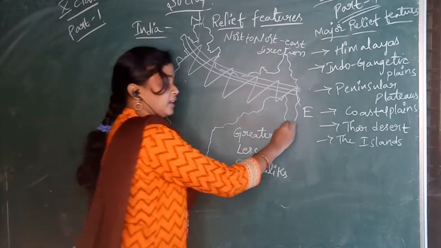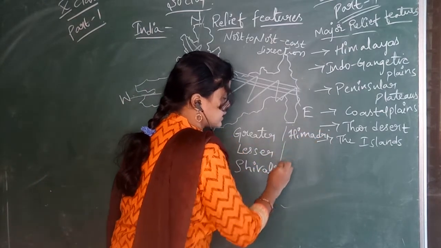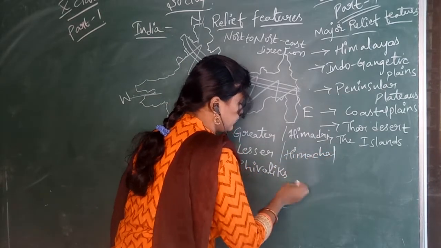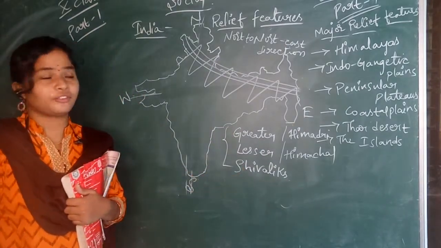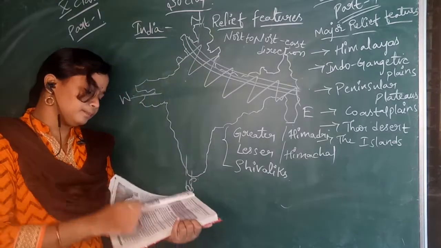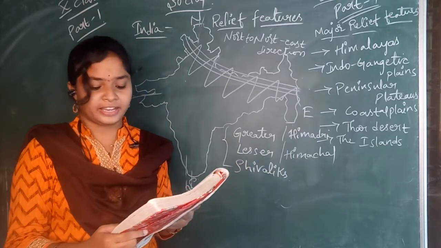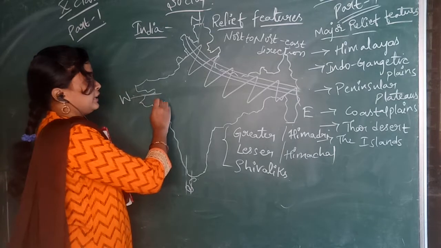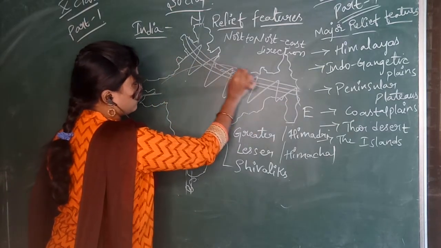The Greater Himalayas are also known as Himadri. The Lesser Himalayas are also known as Himachal, and then the Shivaliks. So there are 3 major Himalayas situated from the north to northeast direction. And next, the Himalayan ranges run in a west-east direction in the form of an arch.